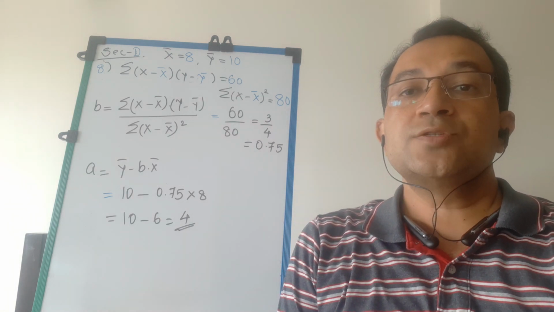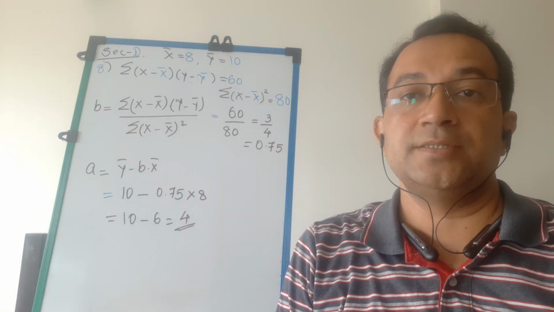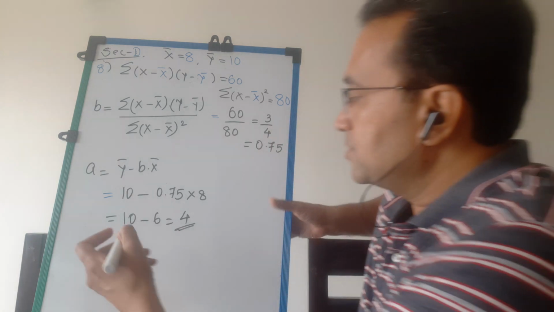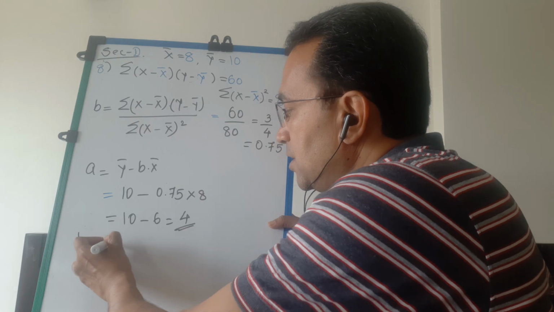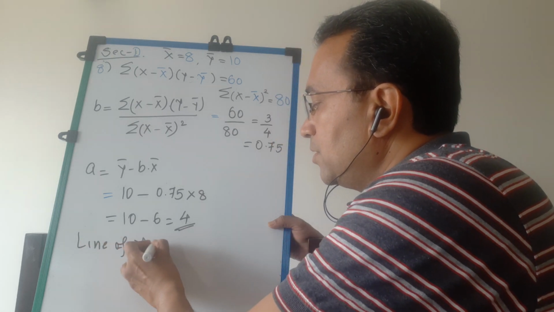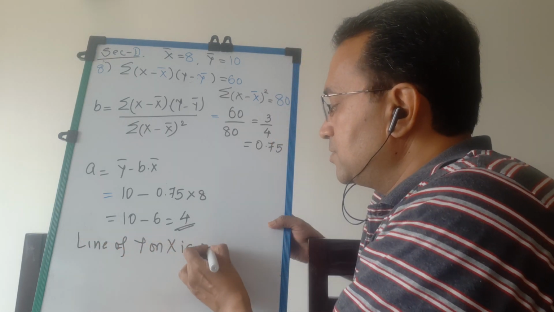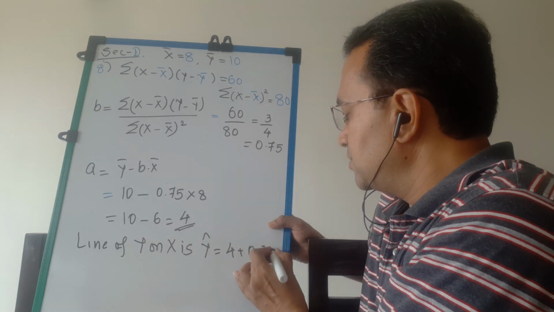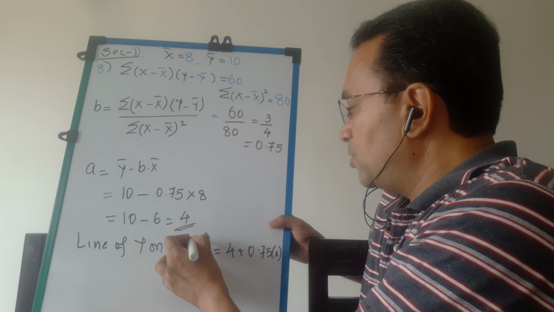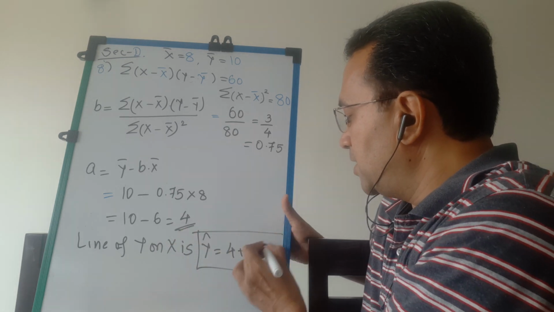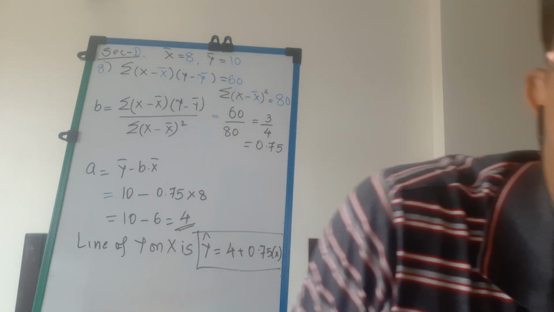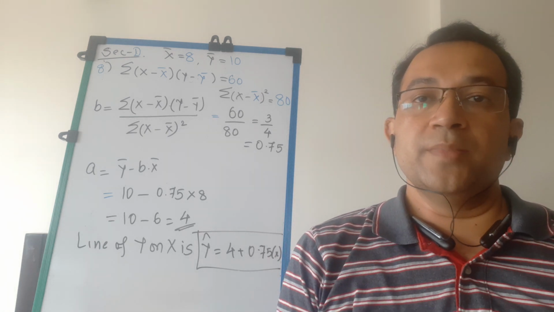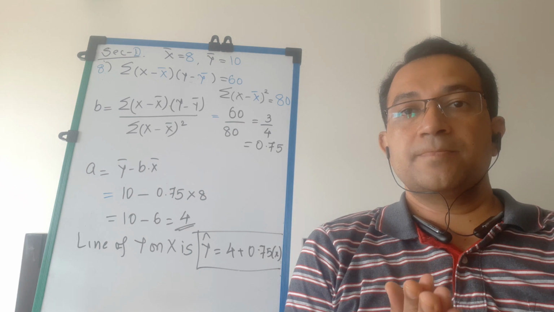So after getting b and a, students, the last step in the sum is the regression line of y on x. Regression line of y on x is y cap is equal to a plus bx, with a as 4 and b as 0.75. This is your final answer. This is the sum which is asked for 3 marks in exam.